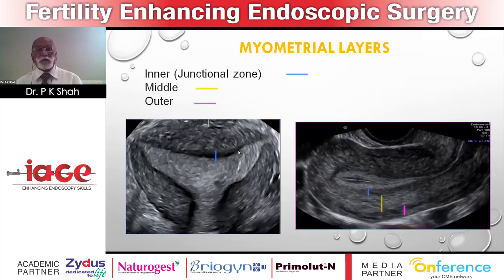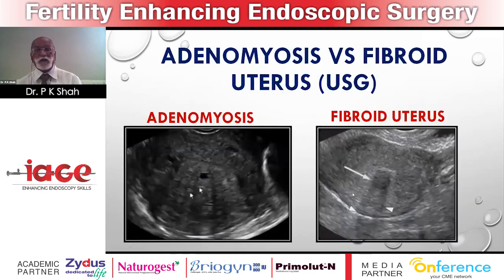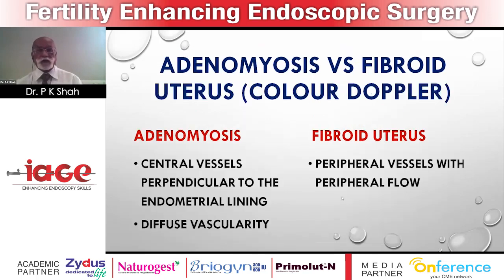You can see beautifully the endomyometrial junction on 3D ultrasound and 2D ultrasound, and you have to look for whether it is infiltrated by the adenomyosis or not. The fibroid never infiltrates the endomyometrial junction. When you use color Doppler, the adenomyosis will show you central vessels perpendicular to the endometrial lining, and it is diffuse vascularity, whereas the fibroid will show you peripheral vessels and peripheral flow.